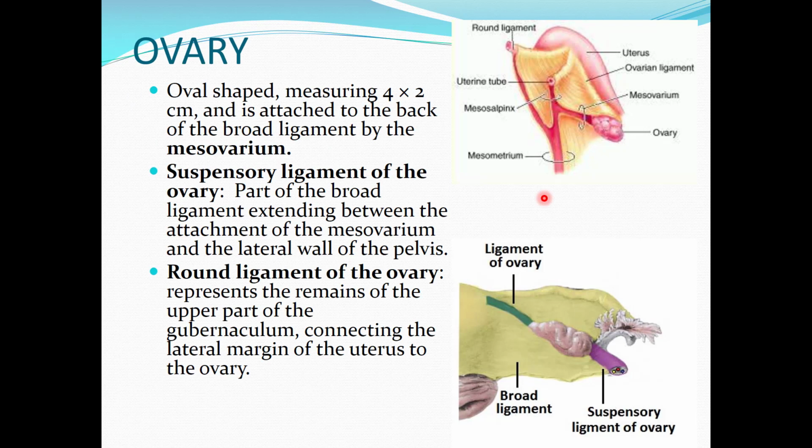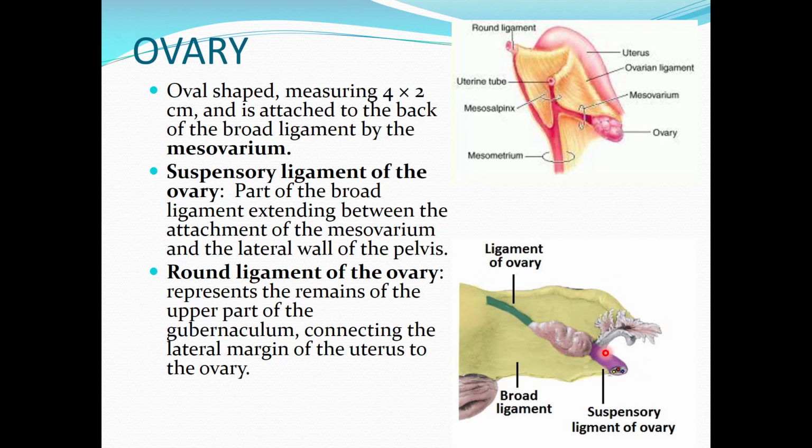Now we will discuss the ovary. We have finished the uterus. The ovary is oval shaped, almond sized, measuring about 4 to 2 centimeters, as you can see in this diagram. It is attached to the back of the broad ligament by the mesoovarium. Mesoovarium is the mesentery of the ovary. It is a part of the broad ligament, and the ovary is attached to it through the mesoovarium.